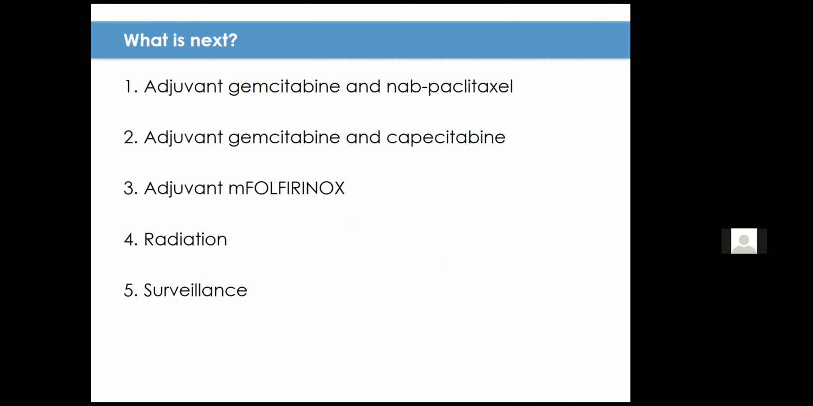So what's the next step? I mean, she received 3 months of FOLFIRINOX with stable disease, received 3 months of gem-nab-paclitaxel with stable disease on the scans. So after surgery, she recovers, she has a good performance status. What should we do? Should we continue with the adjuvant gem-nab-paclitaxel, even though the adjuvant data that we have on that was not positive? Should we switch to gem-capecitabine? Should we do adjuvant FOLFIRINOX? Or go for radiation or surveillance?